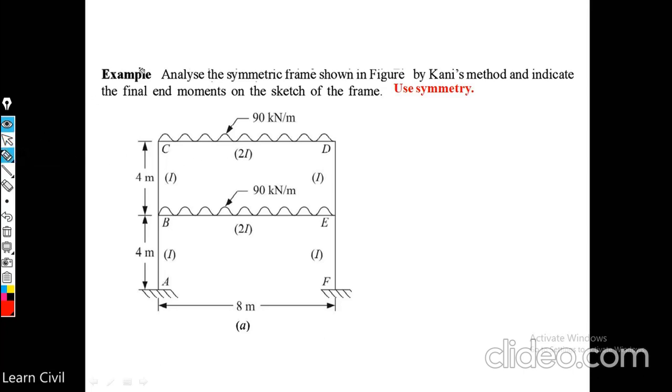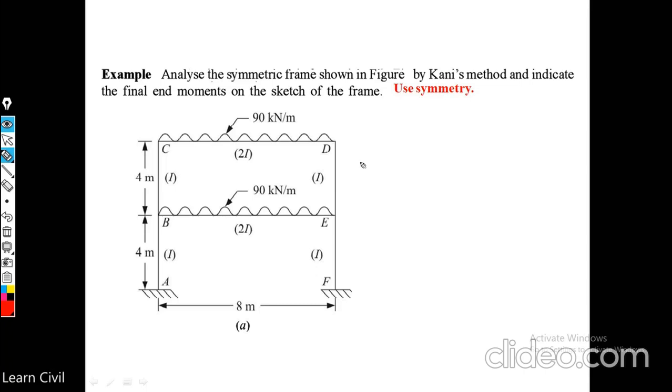Now you can see the problem given is like this: analyze the symmetric frame shown in figure by Kani's method and indicate the final end moments on the sketch of the frame. Use symmetry. In this frame, the beams CD and BE are subjected to a uniformly distributed load of 90 kN per meter throughout the span of the beam. The column moment of inertia is I, and the moment of inertia of beams is twice I. Span of beams is 8 meter and span of columns is 4 meter.